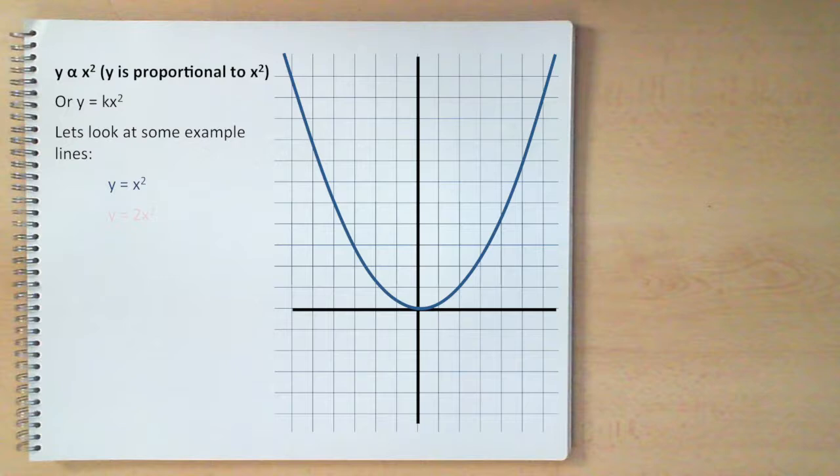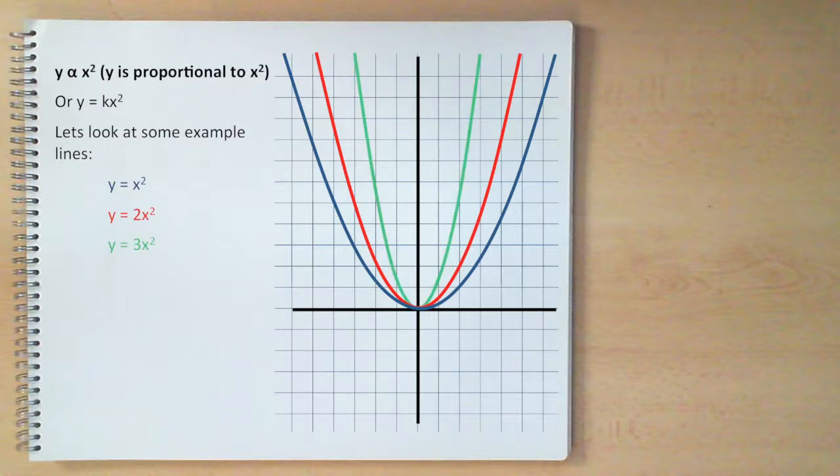What happens if we look at something like y is equal to 2x squared? We're changing the coefficient in front of the x squared. The graph for that is the same shape, but it's going to be steeper. The arms of the curve are going to close inwards towards the y-axis. And if we look at what happens when y equals 3x squared, we can see that it just gets steeper and steeper as the constant gets larger and larger.